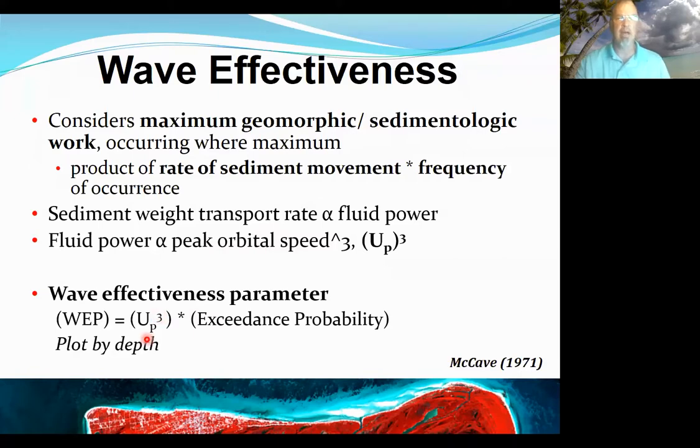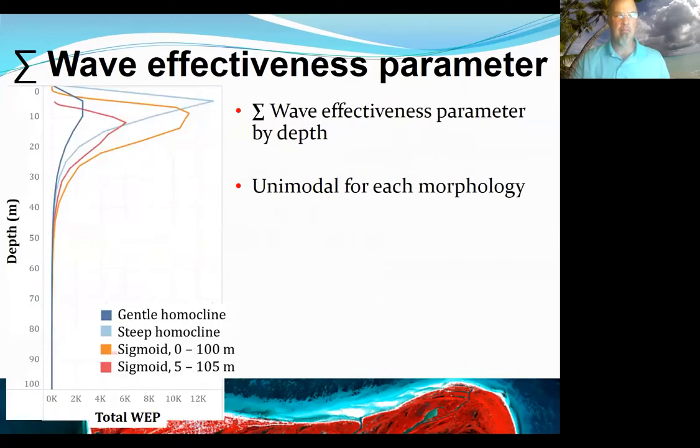We'll look at these plotted by depth. If we take this wave effectiveness parameter, add it up for each depth, so all probability times speed cubed by depth, you'll see each of these is unimodal, but they're distinct and they're different depending on whether you're on the gentle homocline, steep homocline, sigmoid, shallow sigmoid, or deep sigmoid.